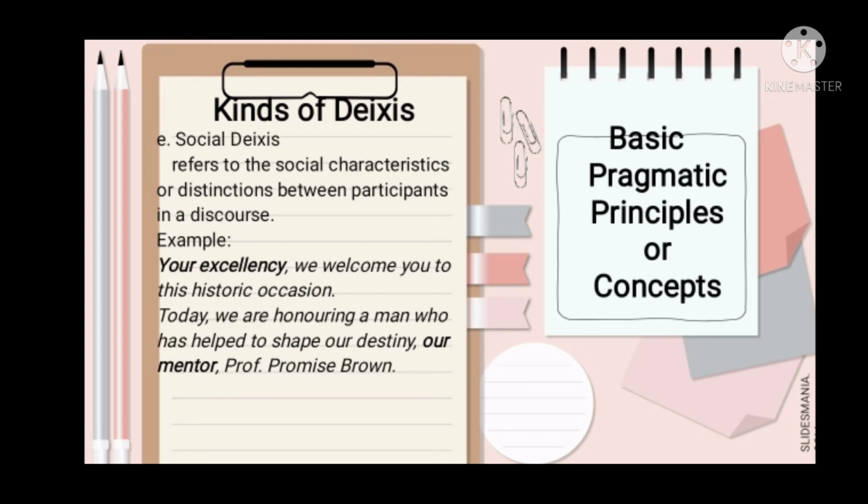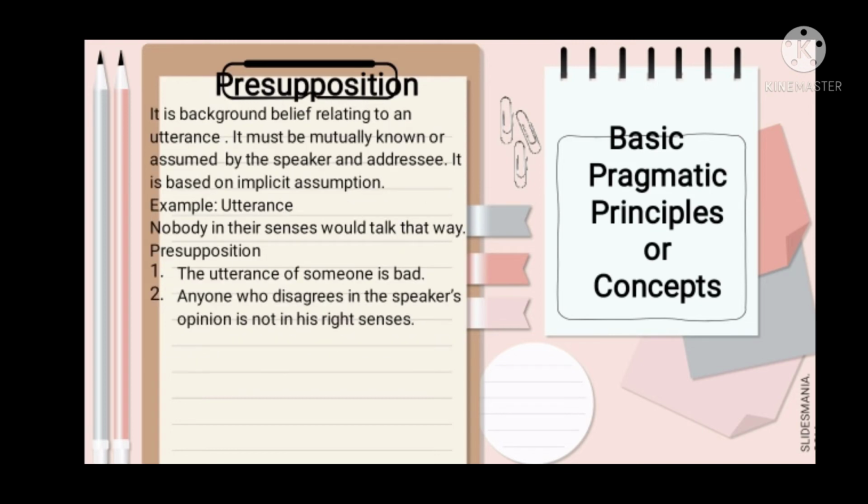The last term to be defined is presupposition. It is a background belief relating to an utterance. It must be mutually known or assumed by the speaker and the addressee. It is based on implicit assumption. For example, the utterance is, "Nobody in their senses would talk that way."